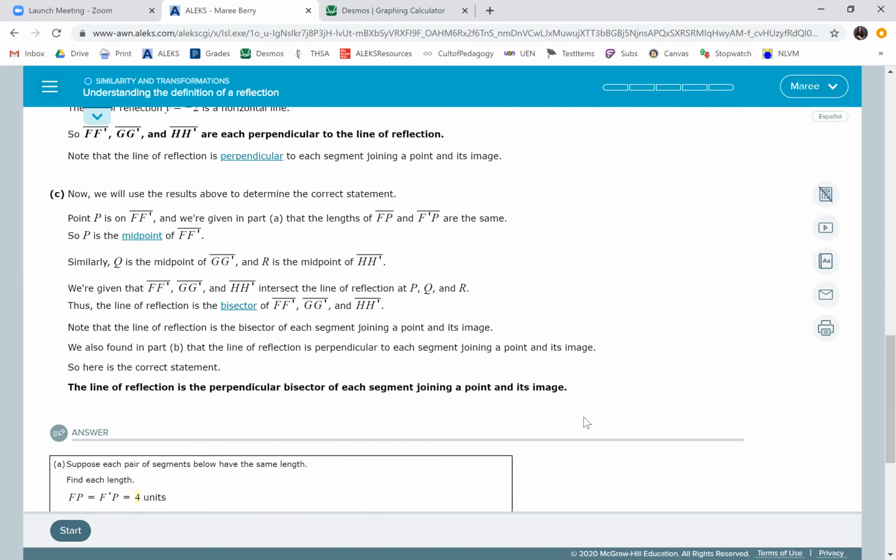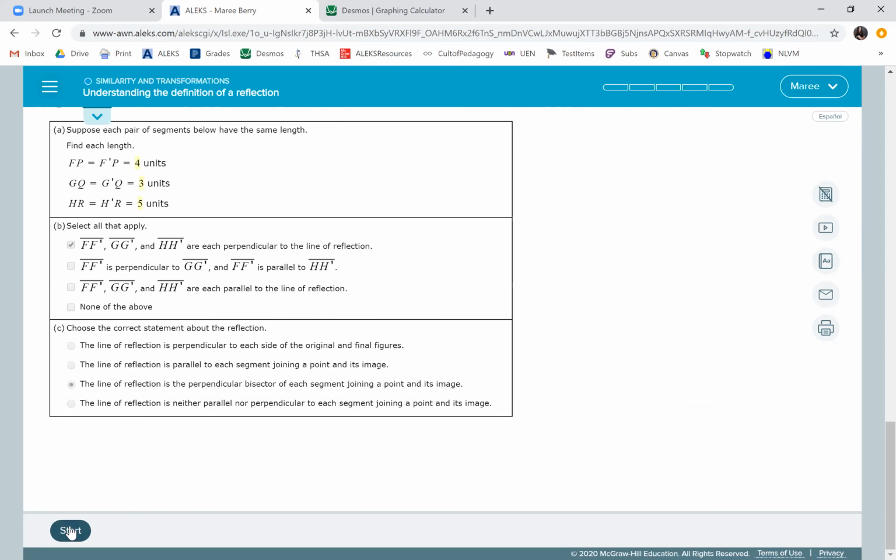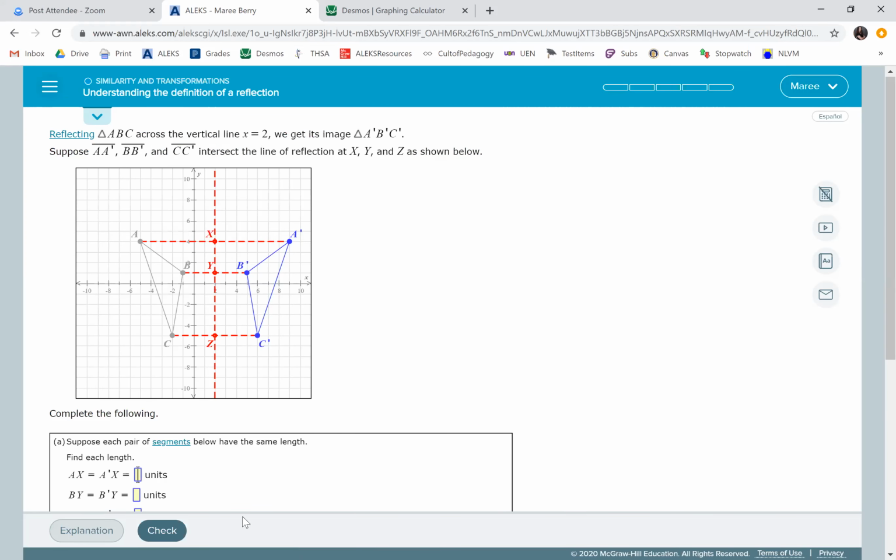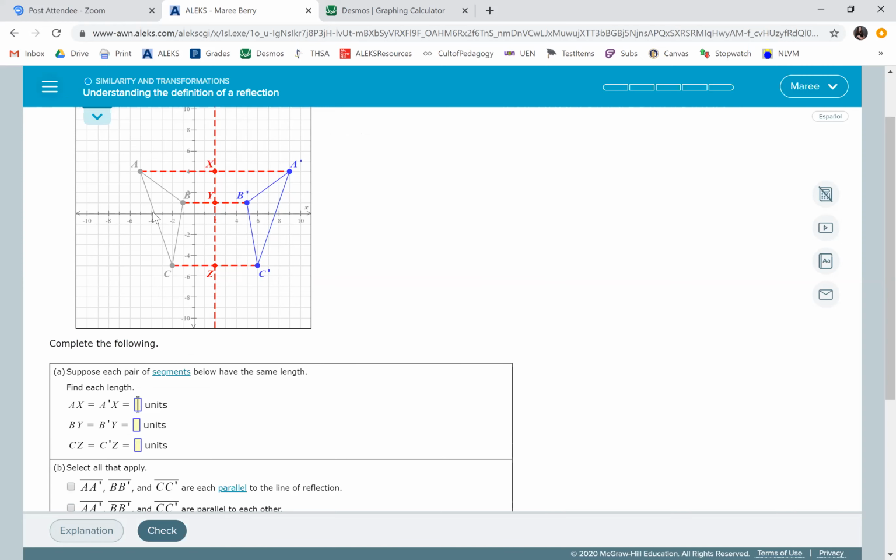So we're going to do some examples. We're looking between A and X, and then A prime and X. So we have to find out how many units this is. So it's 1, 2, and then plus another 5. So 1, 2, 3, 4, 5, 6, 7. And then between B and Y, that's 1, 2, 3. And between C and Z, 1, 2, 3, 4.